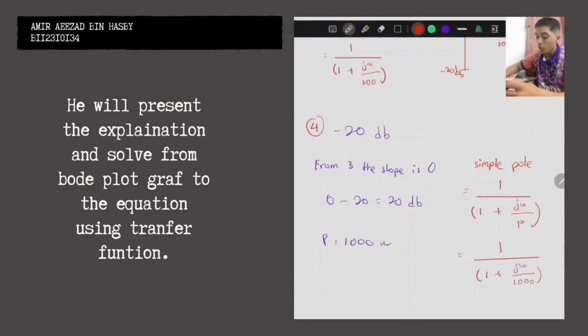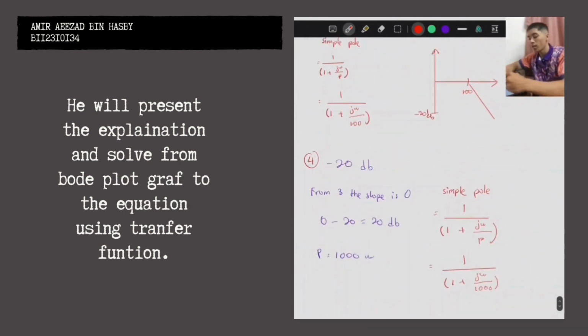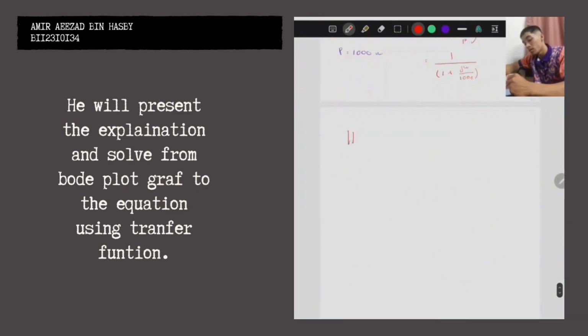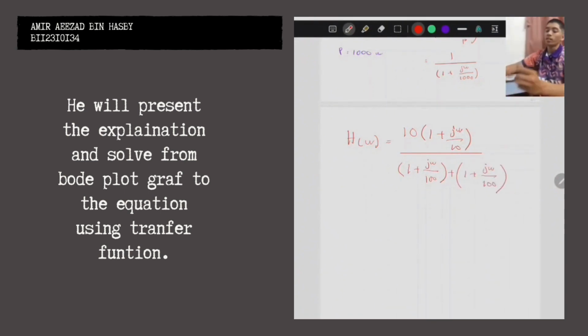So now we can conclude that the transfer function equation is H(w) equal to 10 from the first part of the graph, and we have 1 plus JW over 10 from the second part, over 1 plus JW over 100 times 1 plus JW over 1000. So this is the final equation based on the transfer function given. So that's all from me.